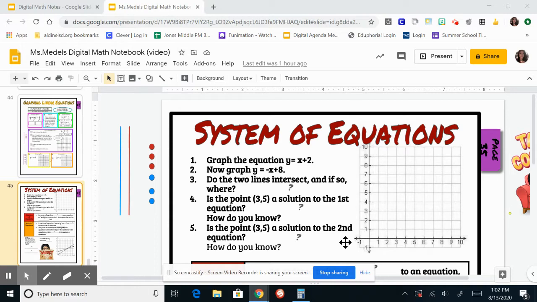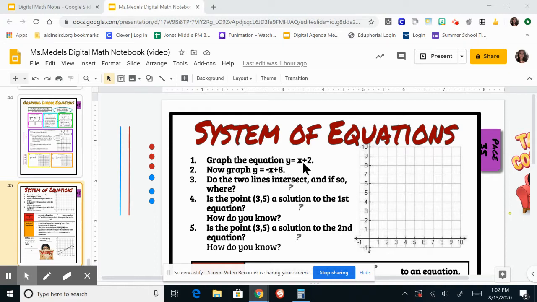Today we're going to be working on system of equations. Another word for system of equations is simultaneous equations, meaning that two equations are going to happen at the same time. So step one is going to be to graph the equations. Yesterday we went over graphing equations, and I'm going to go over it again at this time.